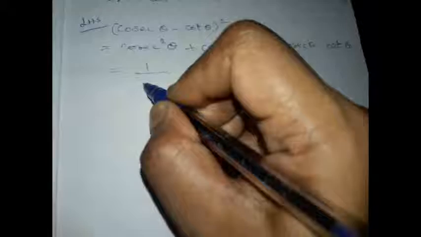right? 2ab. We need the answers in terms of cos and sine. So replace everything in terms of cos and sine. Cosec is the reciprocal of sine. So cosecant square theta is nothing but 1 by sine square theta. Cot square theta is cos square theta divided by sine square theta.